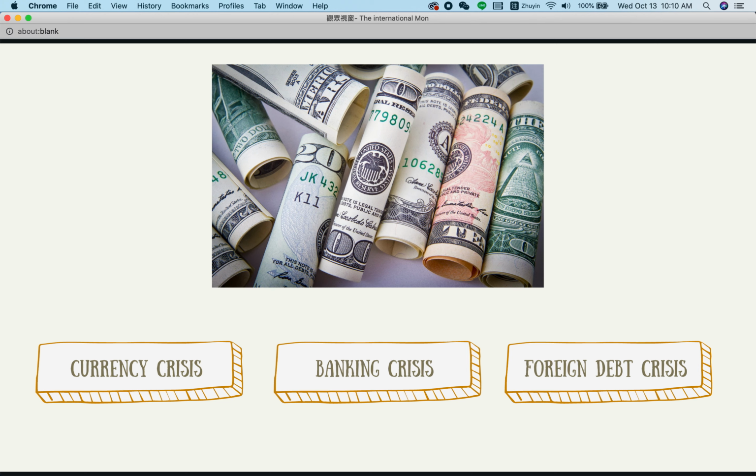So now there are a number of broad types of financial crises that have occurred over the past 30 years, many of which have required IMF involvement. So, what are the three crises? The first is the currency crisis, the second is the banking crisis, and the third is the foreign debt crisis.